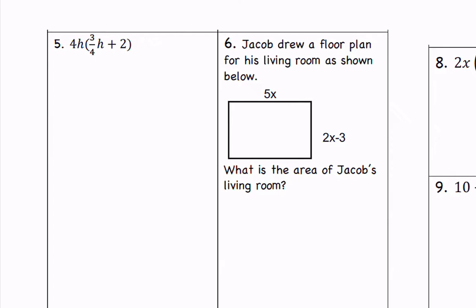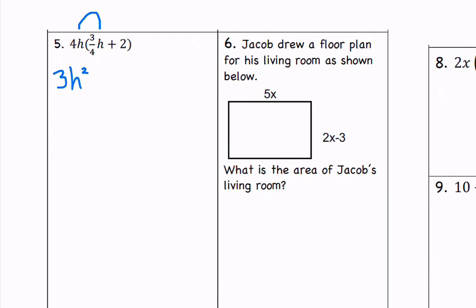All right, so now I have to distribute my 4h. So I'm going to take 4h times 3/4h. Sometimes when there's a lot going on, I like to focus on just the numbers, and then I'll focus on my variables. So first of all, 4 times 3/4 is 3. h times h is h squared. So 4h times 3/4 h gives me 3h squared.